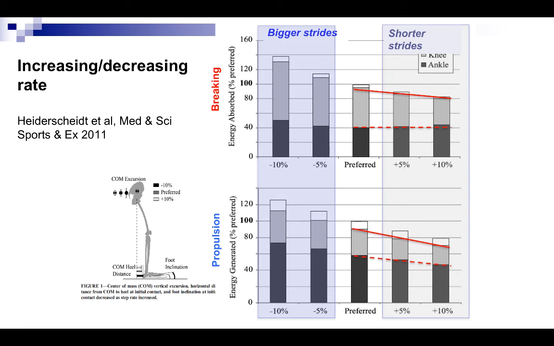So this gives us some ideas that when we're not topped out or constrained by running at maximum speeds, there's some flexibility in either increasing stride or frequency to accomplish the moderate levels of speed.